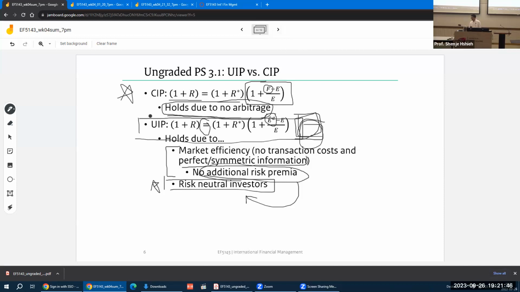And if you see this on the exam, all you really need to do is list those assumptions and briefly talk about those assumptions that allow CIP and UIP to hold. Okay. Comments, questions? So this is like the key takeaway, right, from last week.